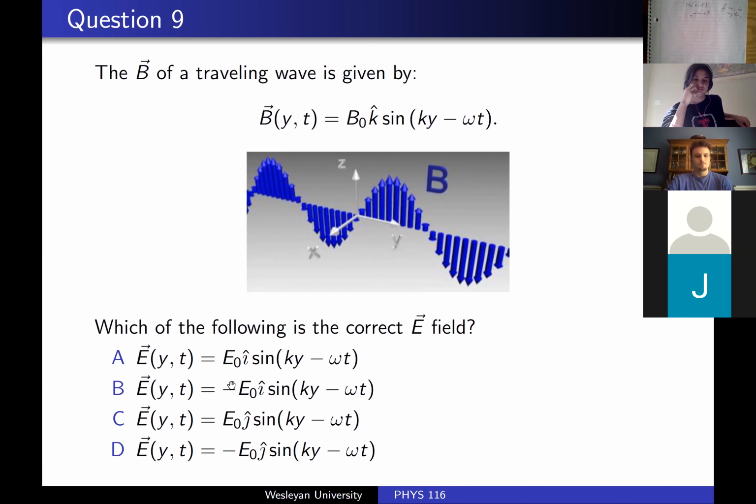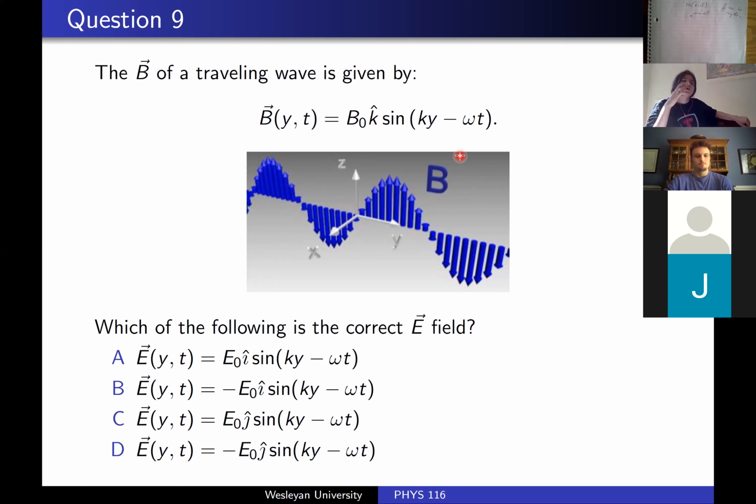Well, remember that E cross B should give us the direction of propagation, right? So we need something cross k hat to give us positive y hat, positive j hat. And so we have basically two options: plus i hat or minus i hat. So let's try. If we do i cross k, that gives us minus j hat.